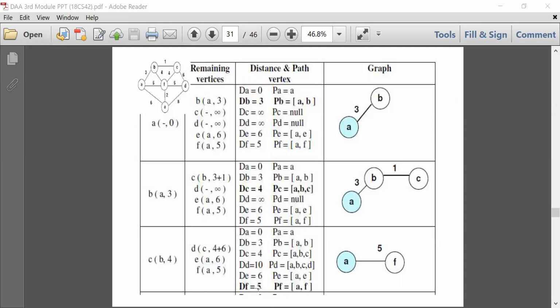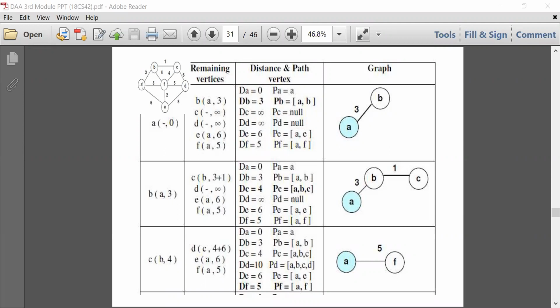So DF. Okay, now DA will be 0, DB will be 3, DC stays the same, DD, the distance to D vertex, will be 10. That is the new distance I found out here, so update that distance. And the path, how is it? A to B, B to C, C to D.